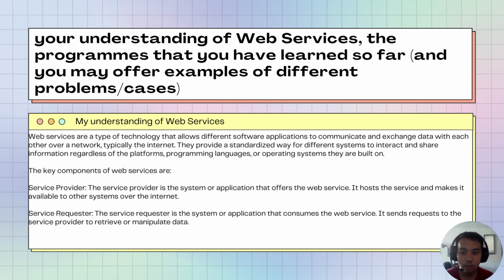The key components of the service are: first, service provider. The service provider is the system or application that offers the web service. It hosts the service and makes it available to other systems over the internet. Secondly, service requester. The service requester is the system or application that consumes the web service. It sends requests to the service provider to retrieve or manipulate data.